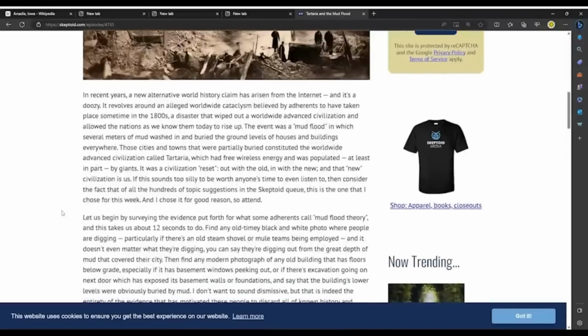In recent years, a new alternative world history claim has arisen from the internet, as though the internet's some sort of self-aware entity, and it's a doozy. It revolves around an alleged worldwide cataclysm believed by adherents to have taken place sometime in the 1800s, a disaster that wiped out a worldwide advanced civilization and allowed the nations as we know them today to rise up. The event was a "mud flood," in quotations, in which several meters of mud washed in and buried the ground levels of houses and buildings everywhere. Those cities and towns that were partially buried constituted the worldwide advanced civilization called Tartaria, which had free wireless energy and was populated, at least in part, by giants.